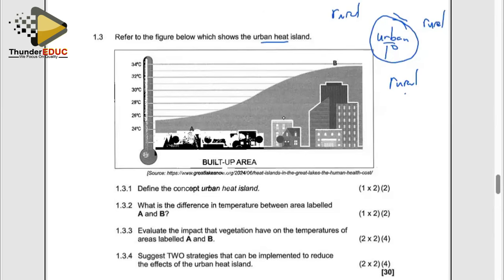That besides the point, that was just a discussion about the urban heat island. Our focus is to try and answer the questions. Let's go to our questions. Define the concept urban heat island. I think we've explained that. We are looking at higher temperatures over the city.